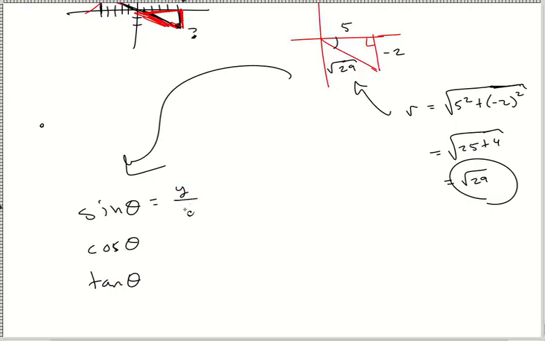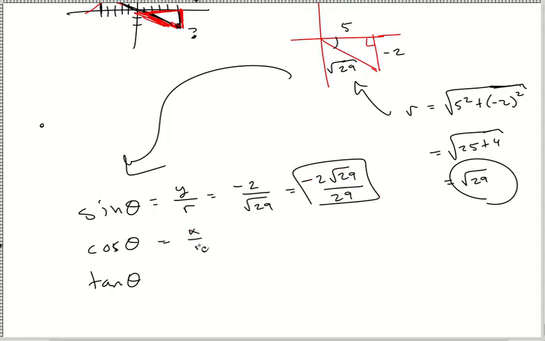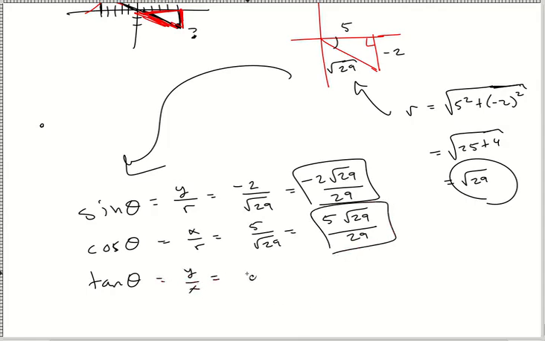Well, sine is y over r, and so then I have a negative 2 over the square root of 29. Sadly, they're not going to accept that, so you need to pop that up and leave the number behind. Rationalize denominator. My x is a positive 5 over the square root 29. Yet again, they will not accept that. So rationalize denominator. And finally, y over x. We already had this, actually, negative 2 over 5.